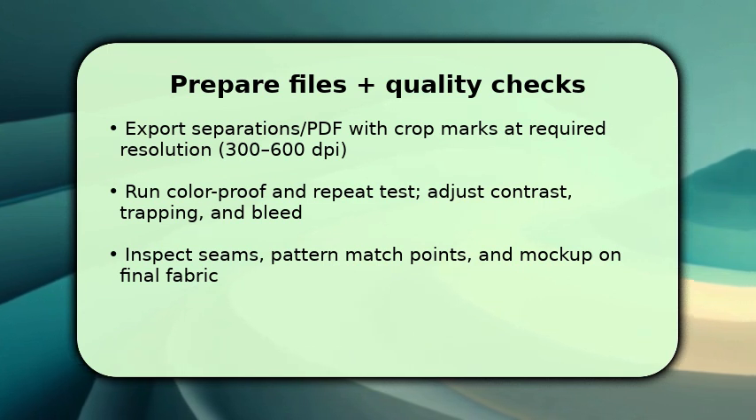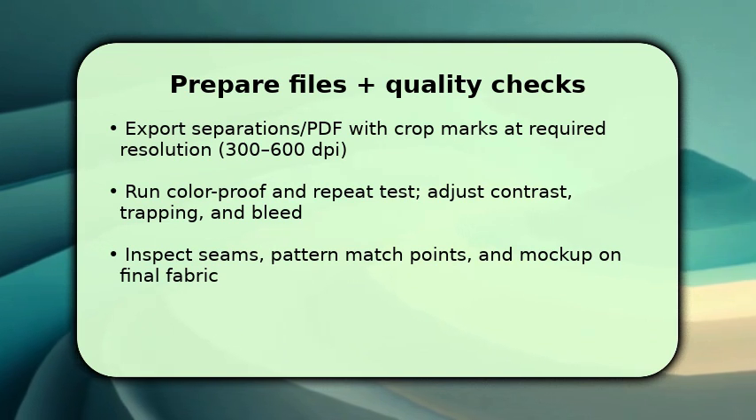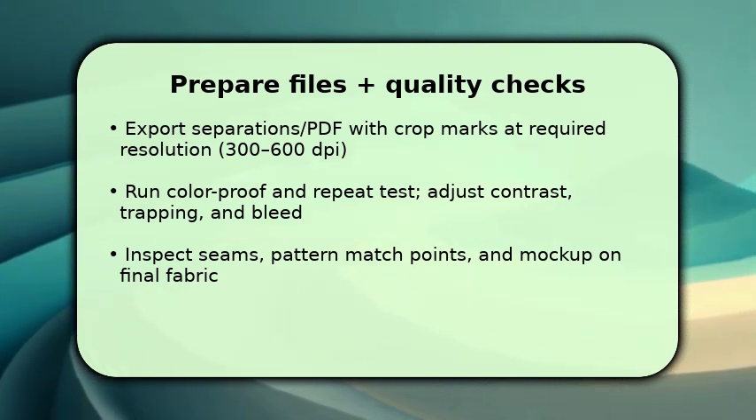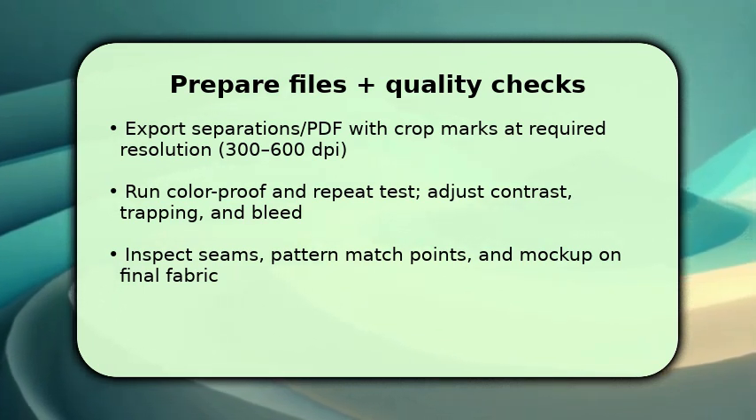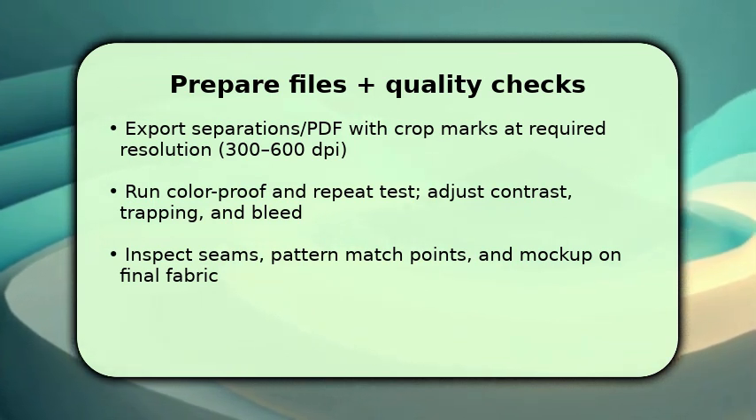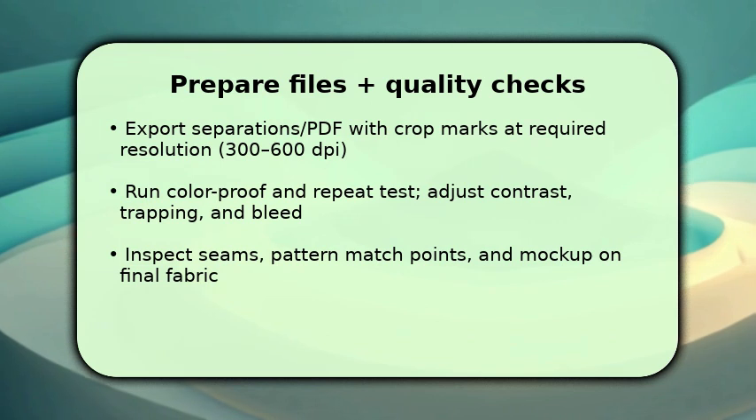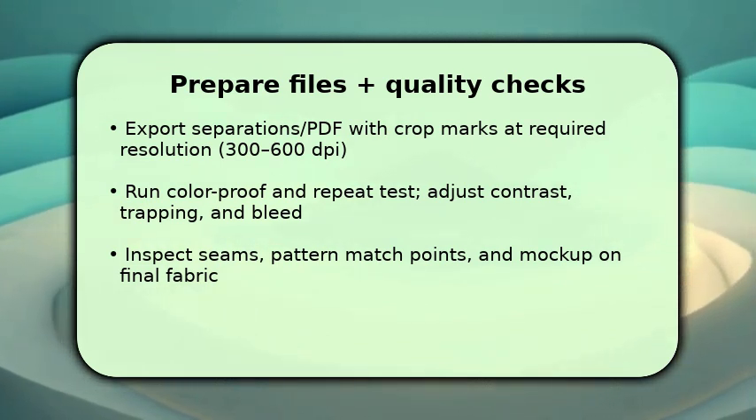Export separated color files or a flattened PDF with crop marks at the printer's required resolution. Include bleed and registration. Then proof colors and print a repeat test on the intended substrate, adjusting contrast, trapping, and any seam match points. If the pattern misaligns or prints muddy, troubleshoot by simplifying details, boosting contrast, or switching to a more suitable print process.